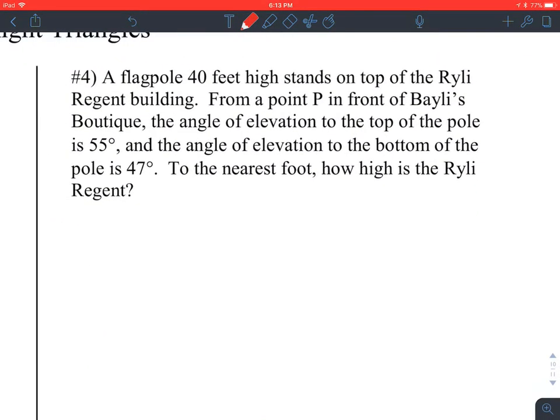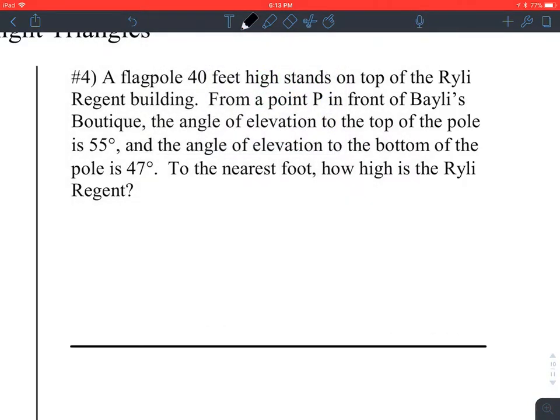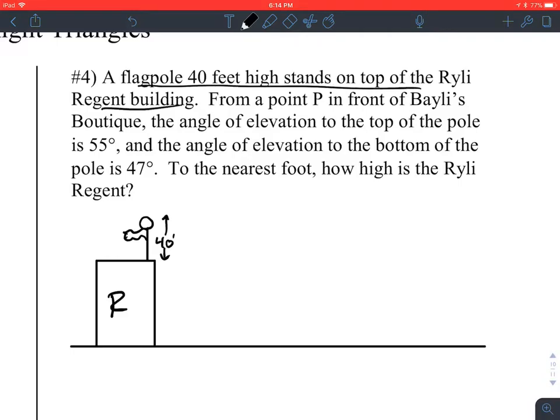Last problem. This one is a rough one. A flagpole, 40 feet high, stands on top of Riley's Regent building. So I'm going to draw the ground. I'm going to draw the Riley building. Going to draw a flagpole on top of it. That flagpole is 40 feet high. That's not from the ground, that's from the top of the building. So first sentence, got it.